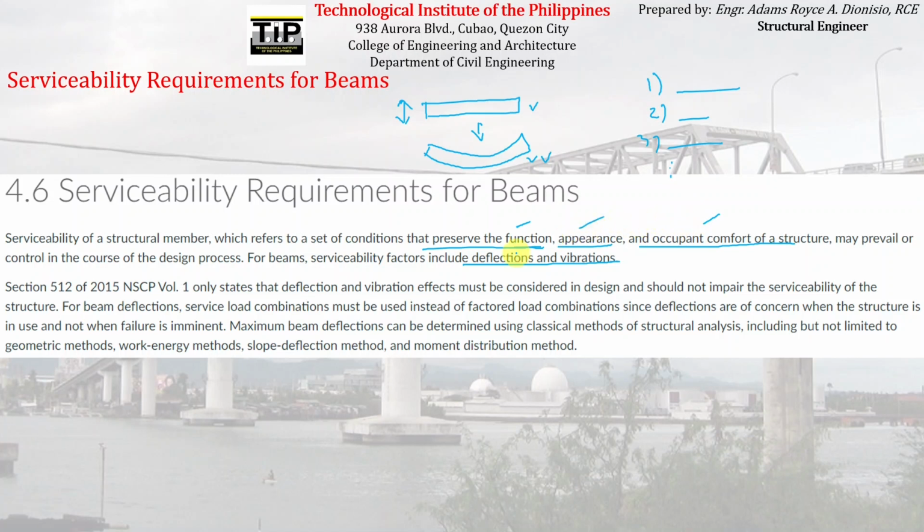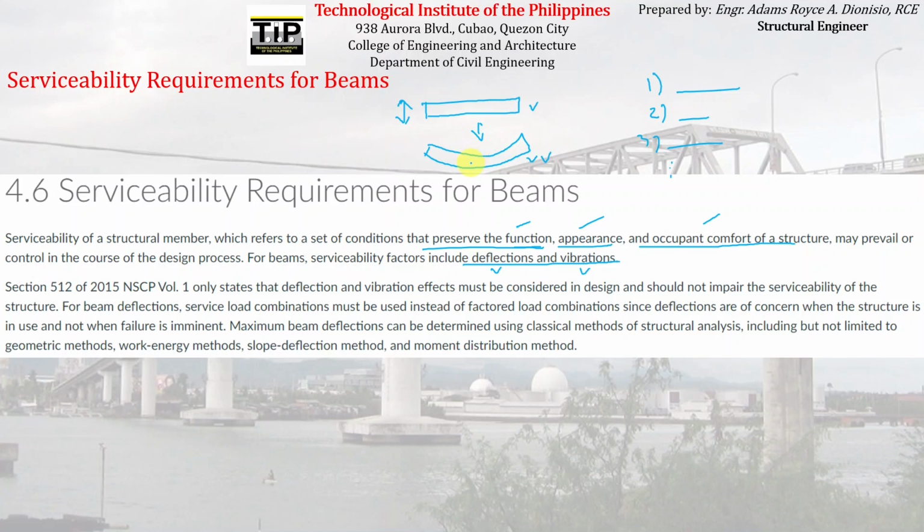So the main way to measure the serviceability of a structure, especially beams, is usually deflection as well as vibration. Although vibration, we don't usually consider for undergrad courses. For undergrad courses, we usually just consider deflection serviceability. Meaning we want our beam to not experience excessive deflection like this, because it will impose fear on the occupants.